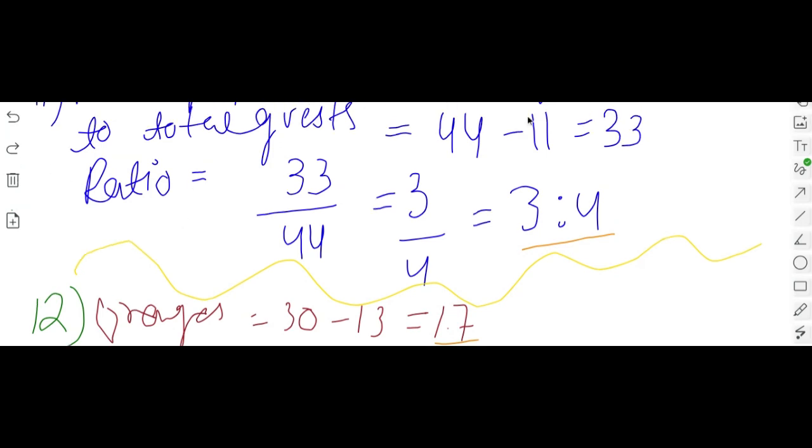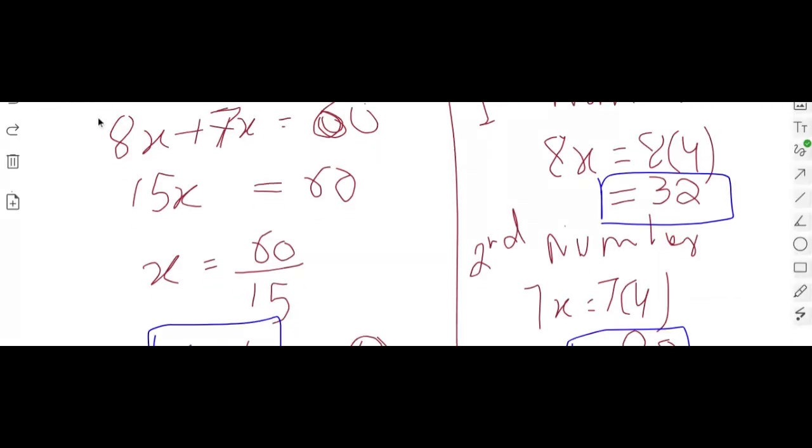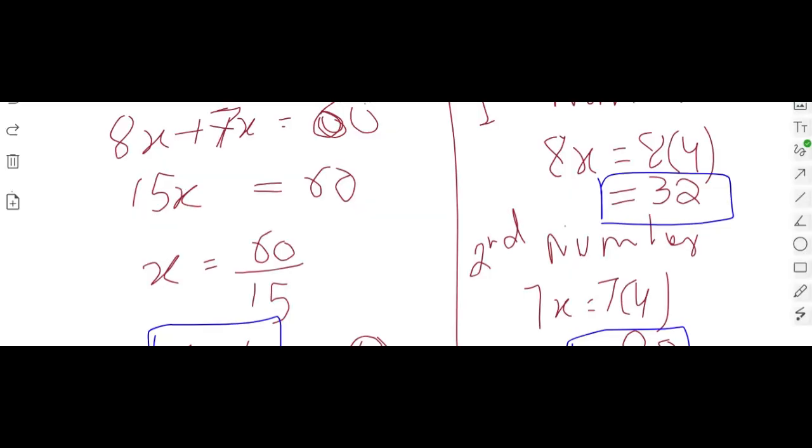Okay, and the next question is 13. In the 13th question, 13, 14, 15 and 16 are slightly different. We have two numbers in the ratio 8 to 7 and their sum is 60. Find the two numbers. Basically you have to suppose something, you have to let something, then you can conclude your answer.